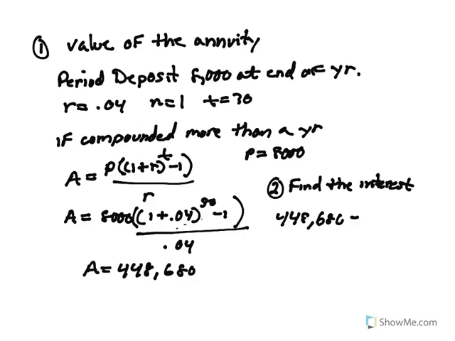Now the trick here is if you're depositing $8,000 over 30 years, that's going to be 8 times 30, which will give you $240,000. So when you take the difference, you will get $208,680, and that's what the interest will be earned on that.